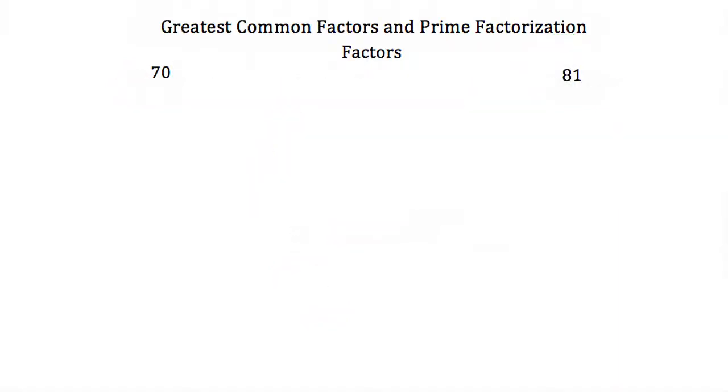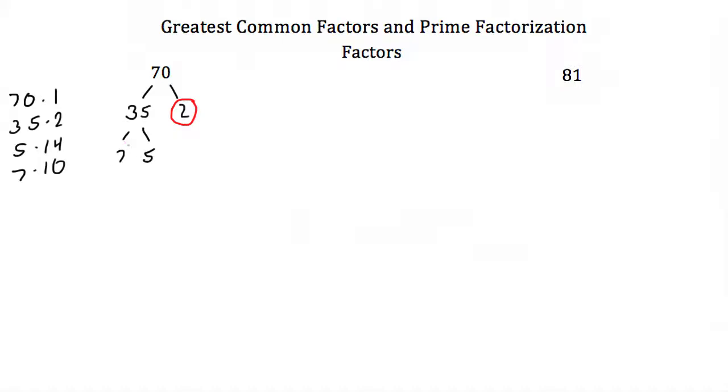So now that we know what factors are, let's try factoring these two numbers. Let's find all the factors of 70. Well, I can get 70 by multiplying 70 and 1, 35 and 2, 5 and 14, and 7 and 10. And then if we wanted to find the prime factorization of 70, well, I can split 70 into 35 and 2. 2 is a prime factor, but 35 is not. So we can split 35 into 7 and 5. And 7 and 5 are both prime factors. So our prime factorization of 70 would be 2 times 7 times 5.